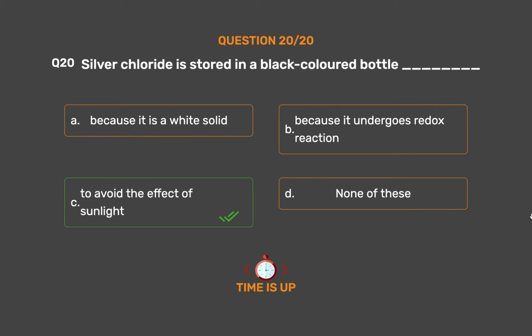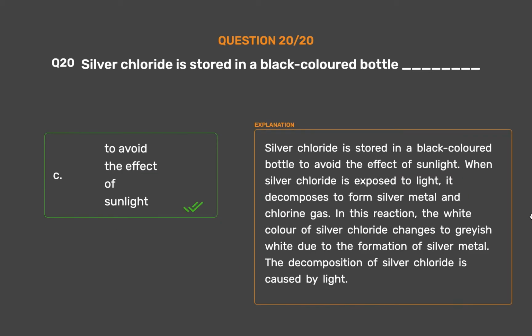To avoid the effect of sunlight. Silver chloride is stored in a black-colored bottle to avoid the effect of sunlight. When silver chloride is exposed to light, it decomposes to form silver metal and chlorine gas. In this reaction, the white color of silver chloride changes to grayish-white due to the formation of silver metal. The decomposition of silver chloride is caused by light.